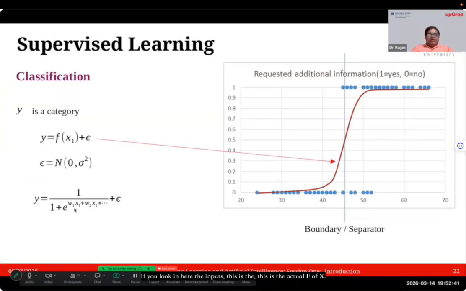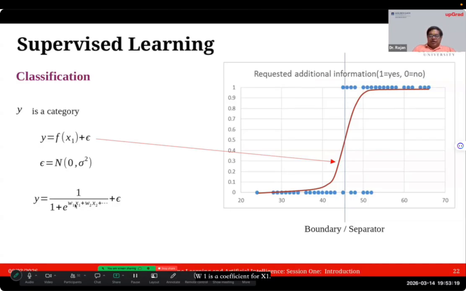Okay, so if you look in here, the inputs. This is the actual f of x here. The maroon line is given by this 1 over 1 plus e power something. This something here is what this maroon line is all about. Now, if you see W1 x1 plus W2 x2, that's a linear combination of the input, weighted inputs.